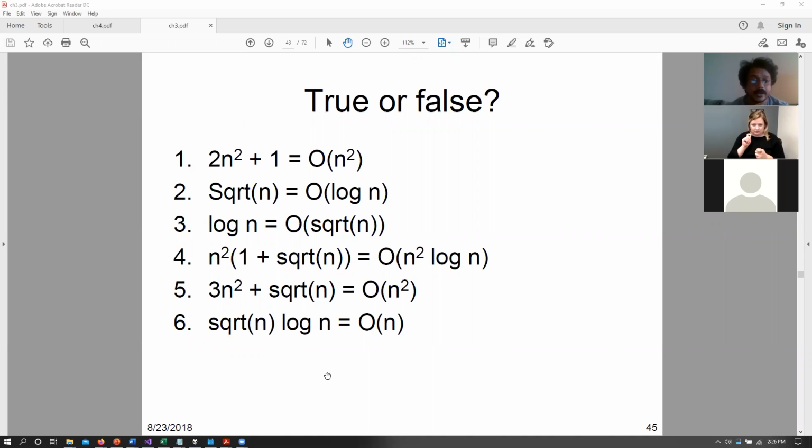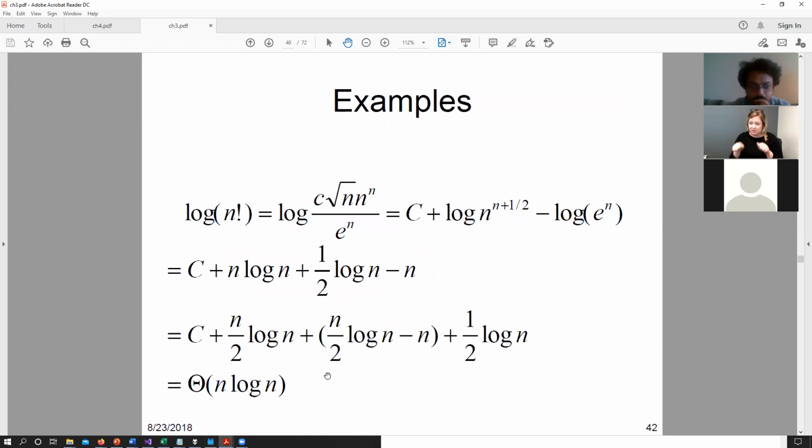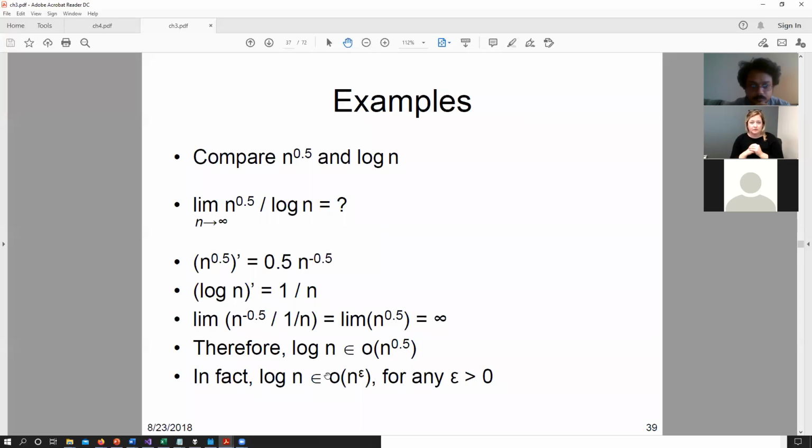Can someone explain to me why it's false? We talked about this a bit earlier. Remember? Okay, let me just go back to that slide. Logs are like inverse exponential, so they're going to grow slower than any exponential. Yes, that is correct intuitively. But if I ask you to prove it, you would need to find the limit for that thing.